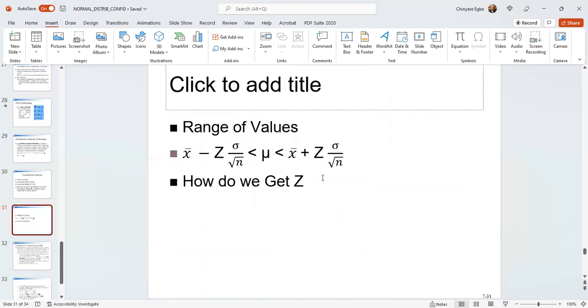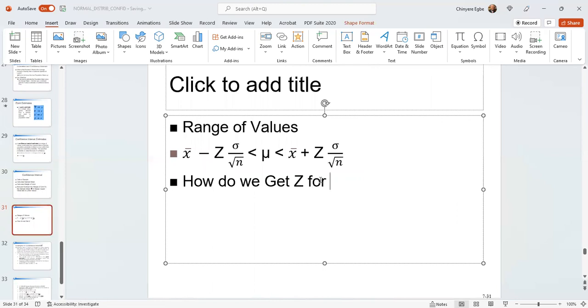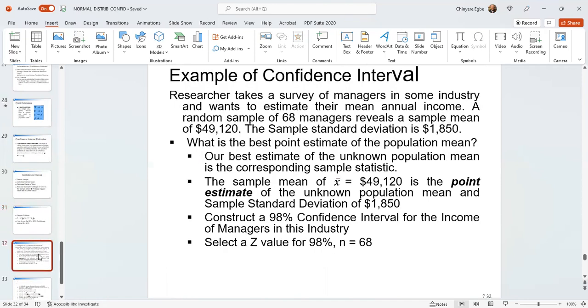Okay. So for a 98% confidence interval, Z is equal to 2.33. All right. And you can do that for every confidence interval. Divide the confidence interval by 2 and then go under the table and look for the Z value that corresponds to half of that.